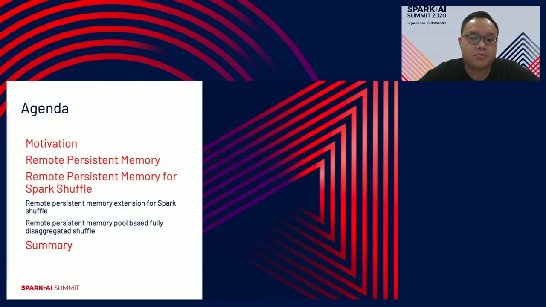So here is the brief agenda. We will first start with the motivation and the background, why we are doing this work. Then we will give a brief introduction of remote persistent memory, what is persistent memory, how people typically use it, and how it can be used in different use scenarios. Next, we will deep dive into the remote persistent memory for Spark Shuffle. We have two implementations here. One is placing the persistent memory on the local compute node and accelerating Spark Shuffle remote read. The second one is extending the persistent memory to a fully disaggregated mode, so building a remote persistent memory pool. Then we will wrap up the topic with a summary.